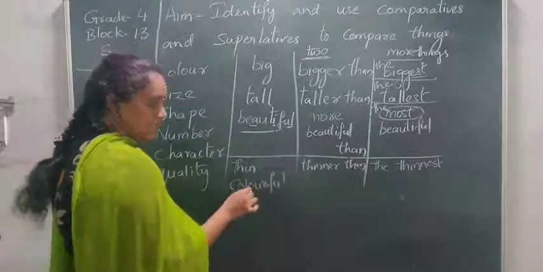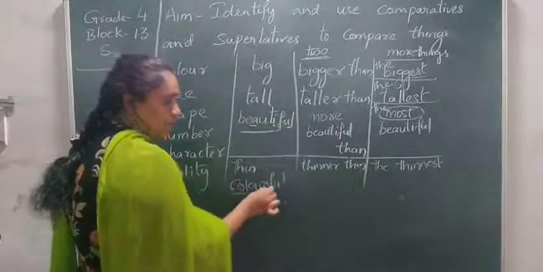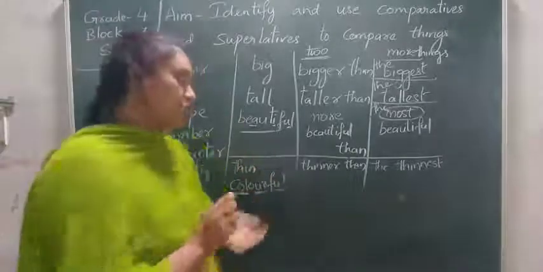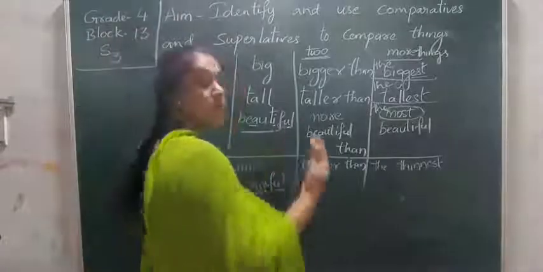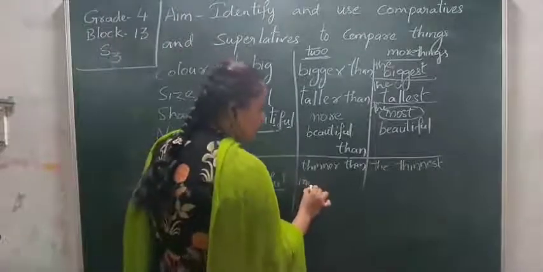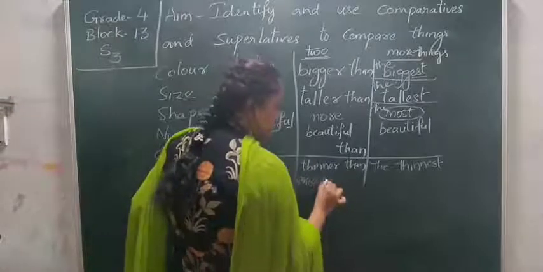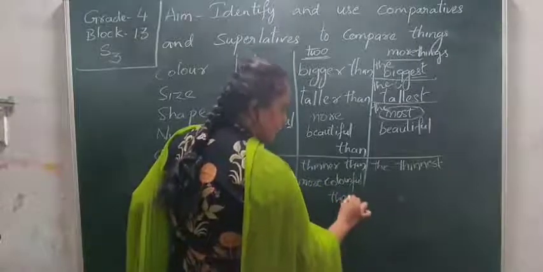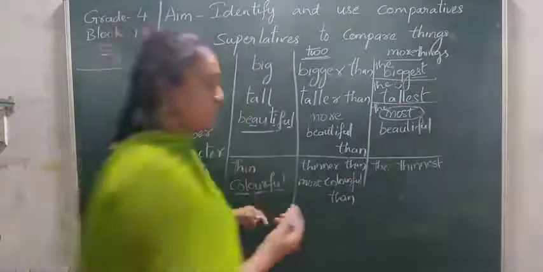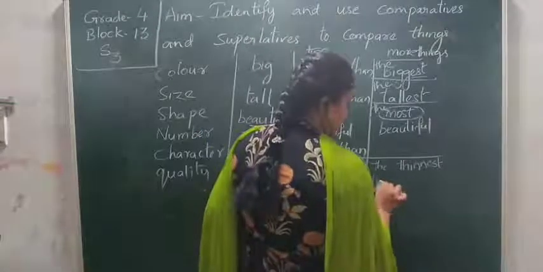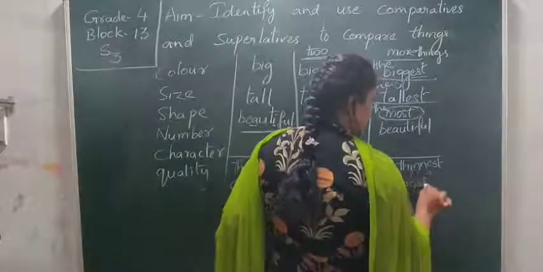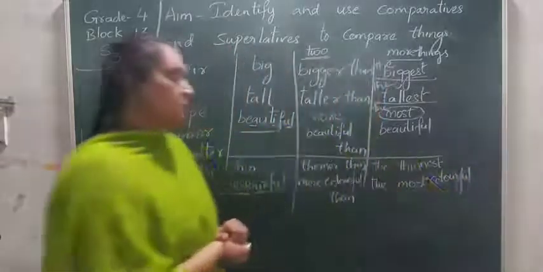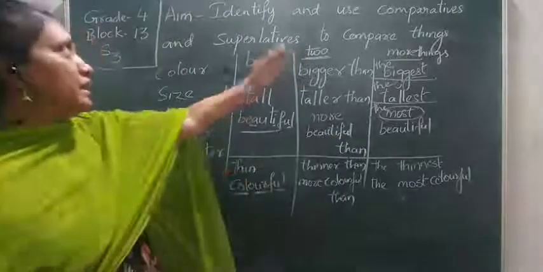So here also you can see that there are colorful, colorful, colorful. So 3 syllables are there. For the 3 syllables I use the more. So I can say more colorful than. When I am comparing with many, I say the most colorful. So while using the comparisons, the comparatives and superlatives.